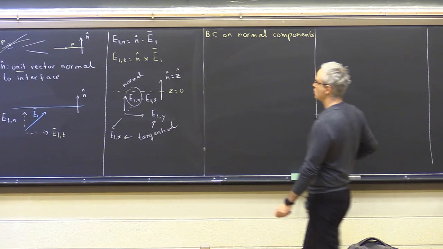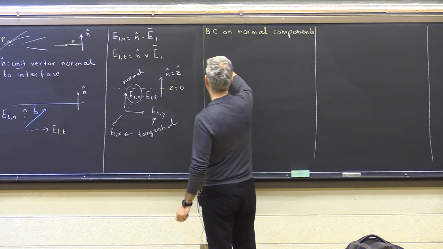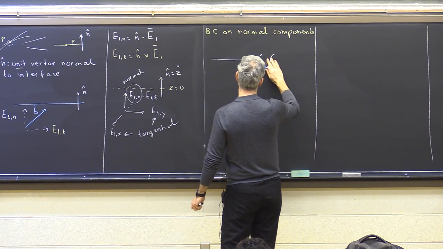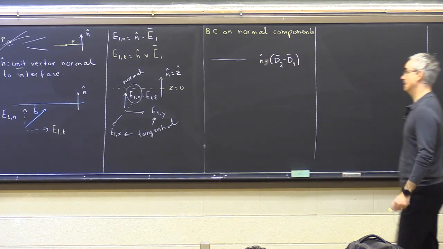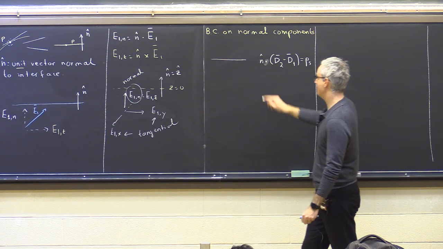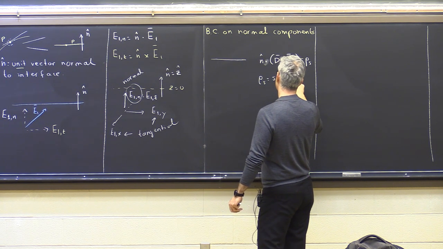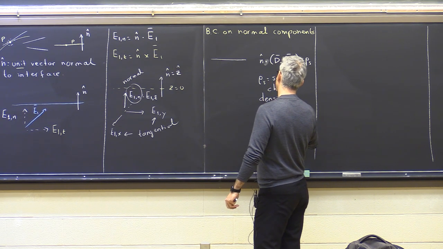And I'll give you the conditions, I'll give you an example, and I won't really get stuck in the proof. If you want to see details of how these are derived, the book provides them, and I'm happy to discuss them offline. But the boundary condition on the normal components is n hat dot D2 minus D1. So the electric flux density vectors on the two sides of the interface equals rho sub s. And rho sub s is the surface charge density right at the interface.